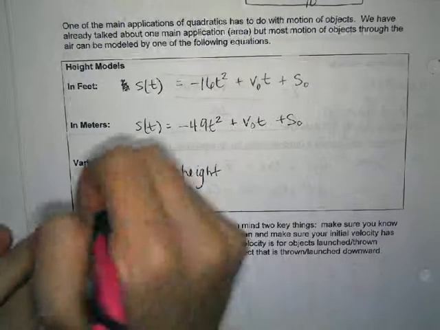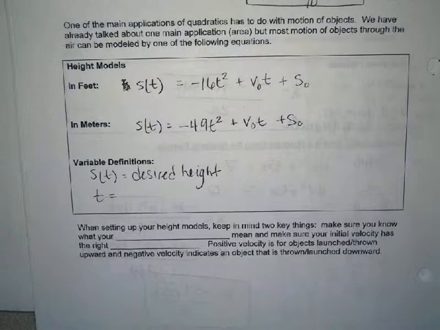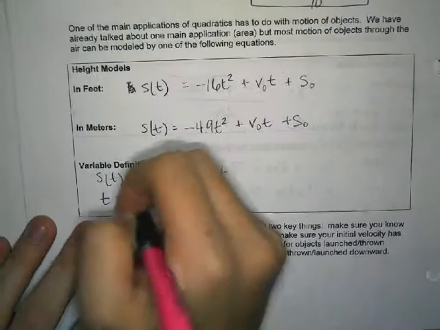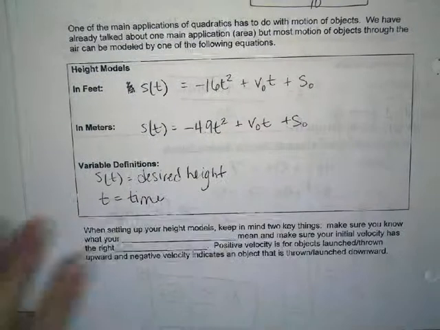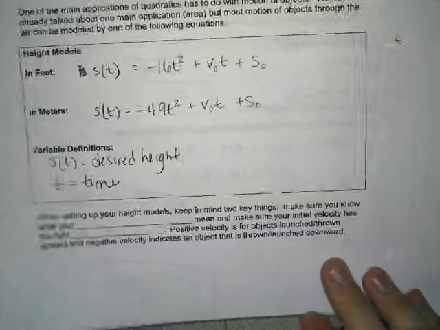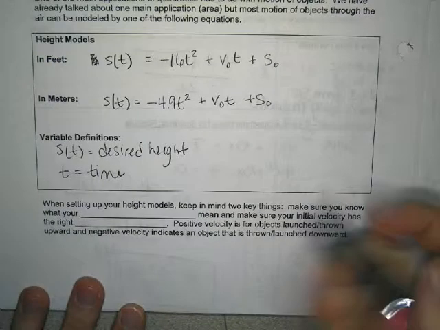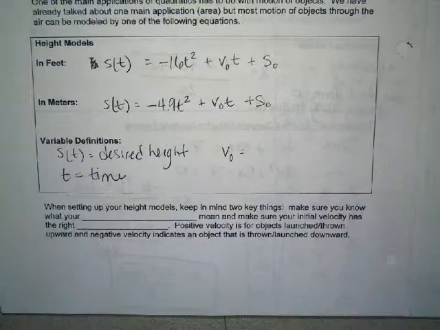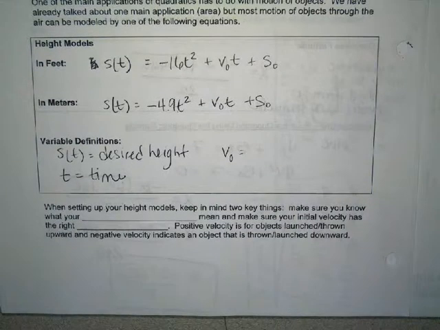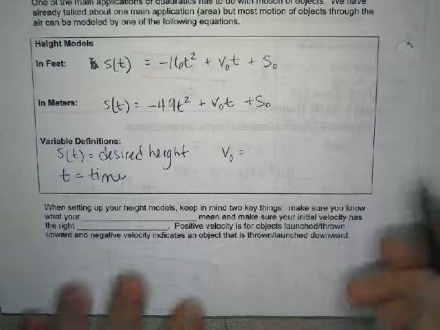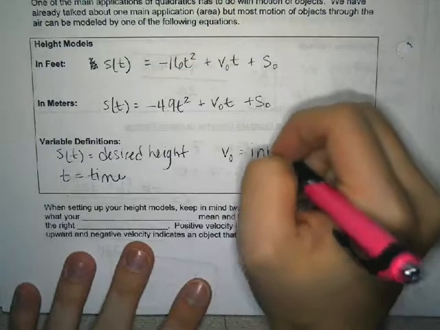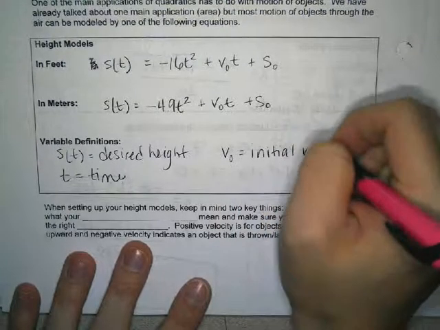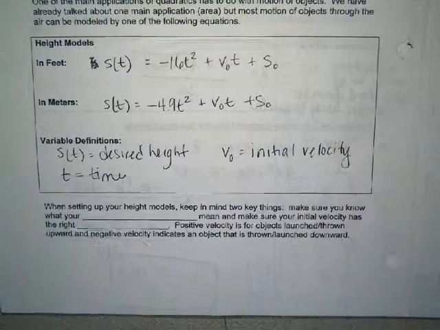What do you think t stands for as a variable? Time. Okay. Now this time can be in seconds or minutes or whatever. V sub o, what do you think the V stands for? Velocity. Good. V sub o means that you're looking at the initial velocity, or how fast the object was going right off the bat.